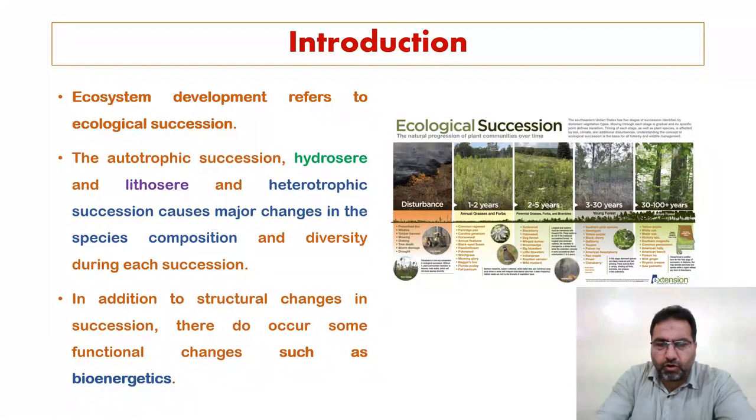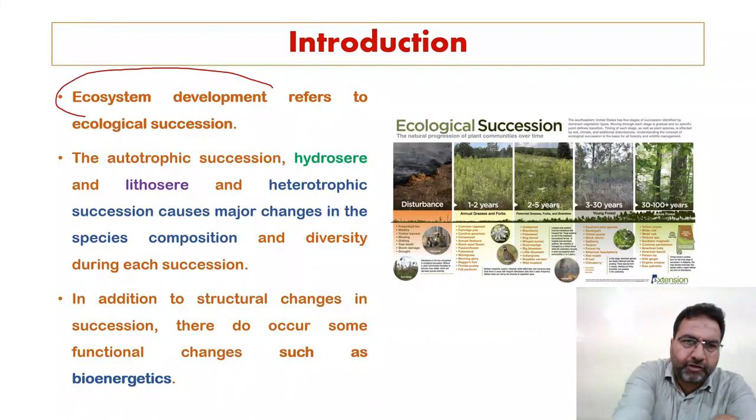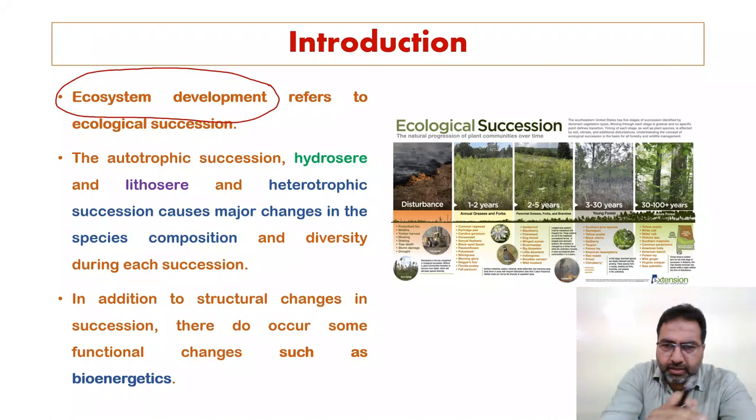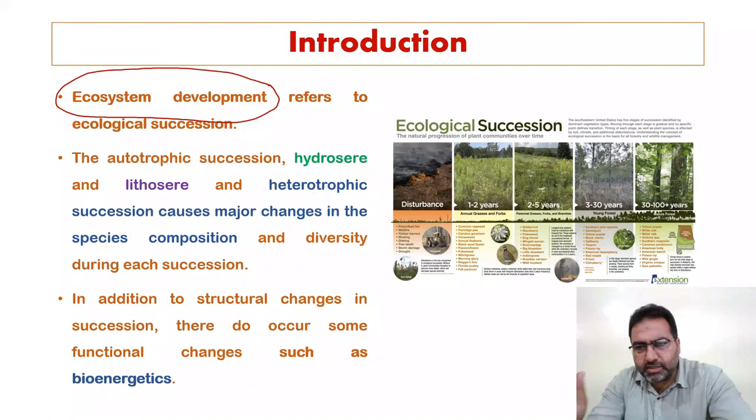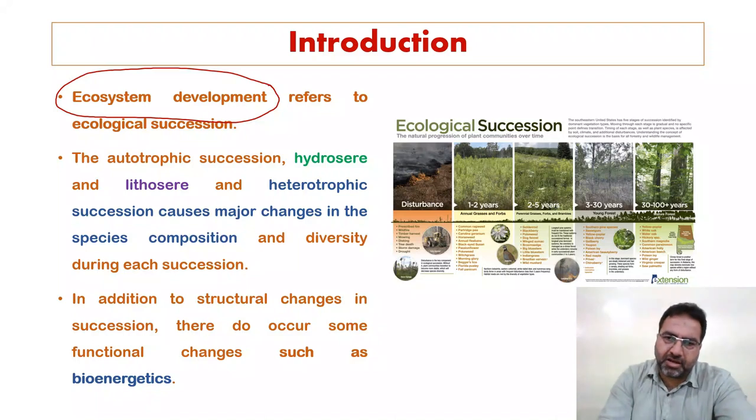Whenever we talk about ecological succession, it is actually the development of the ecosystem. When the ecosystem develops towards the climax community, towards the stable community, we say that the ecosystem is developing, or that there is ecological succession. It is a temporal change in community structure. So when there is a temporal change in community structure, we say that it is ecological succession.